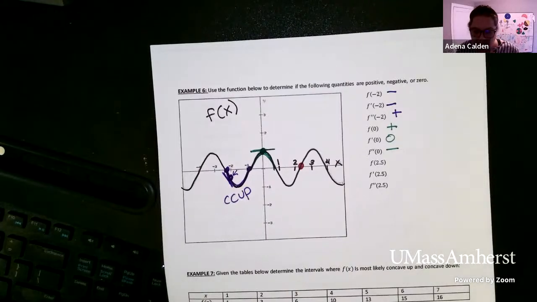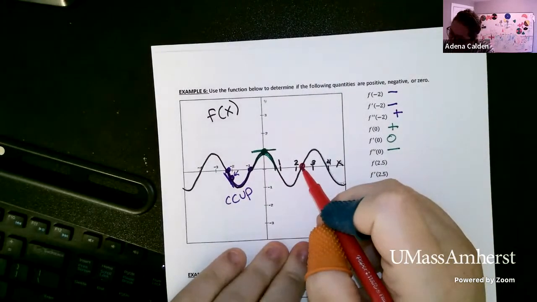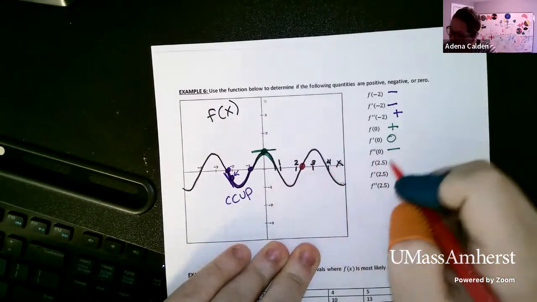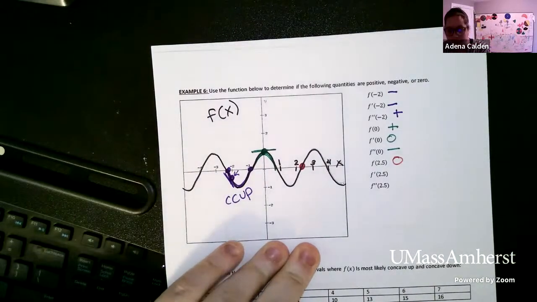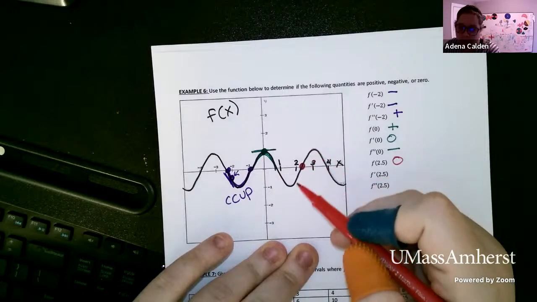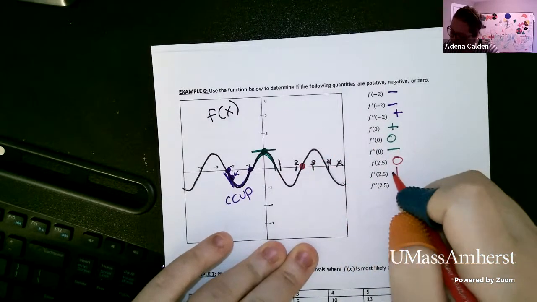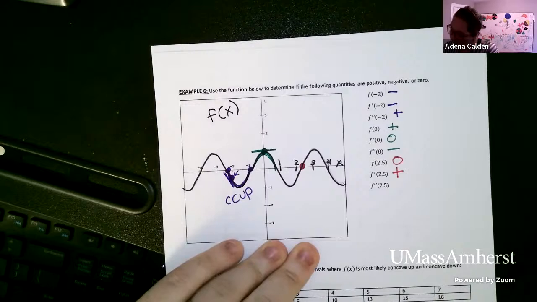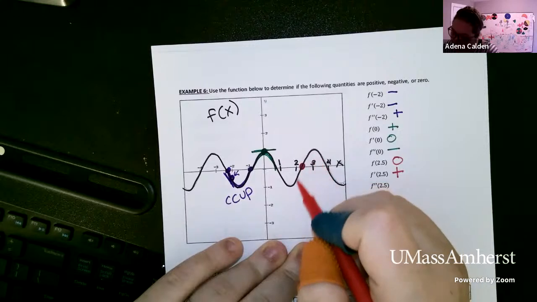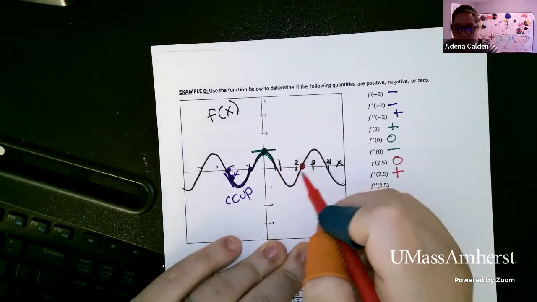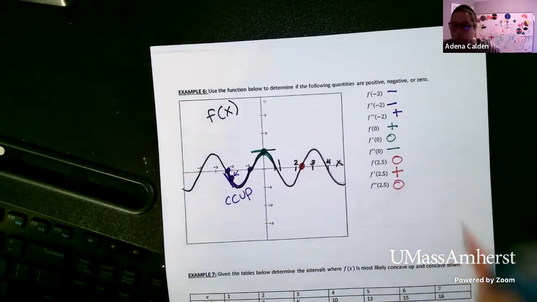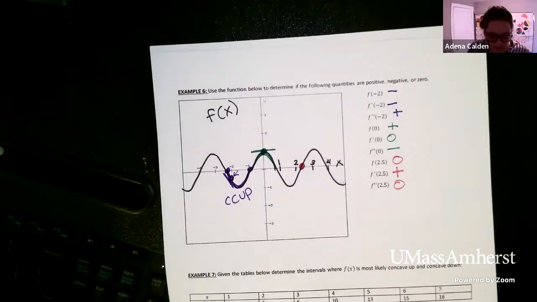Finally, we go over to 2.5, right? And again, we start with the functional value. We see that that's right on the x-axis. So the functional value will be 0. For the derivative, we see that we are increasing through 2.5. We're going upwards. If we're increasing, the derivative is positive. And then for the second derivative, we can see that to the right, we're concave down, but to the left, we're concave up. So this looks like exactly the point where we're changing from concave up to concave down, which means that the second derivative is 0.